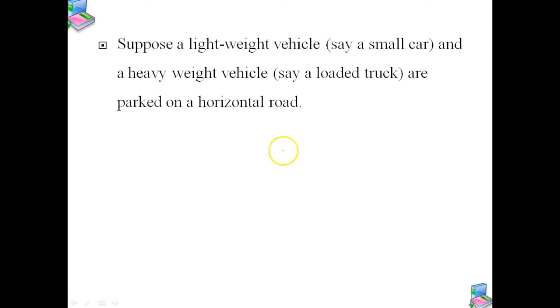Okay, we're going to see some of these simple cases where we use momentum. The first case is, suppose a lightweight vehicle and a heavyweight vehicle are parked on a horizontal road. Lightweight vehicle means we can consider a small car, and heavyweight vehicle means we can consider a loaded truck. So they both are parked on a horizontal road.